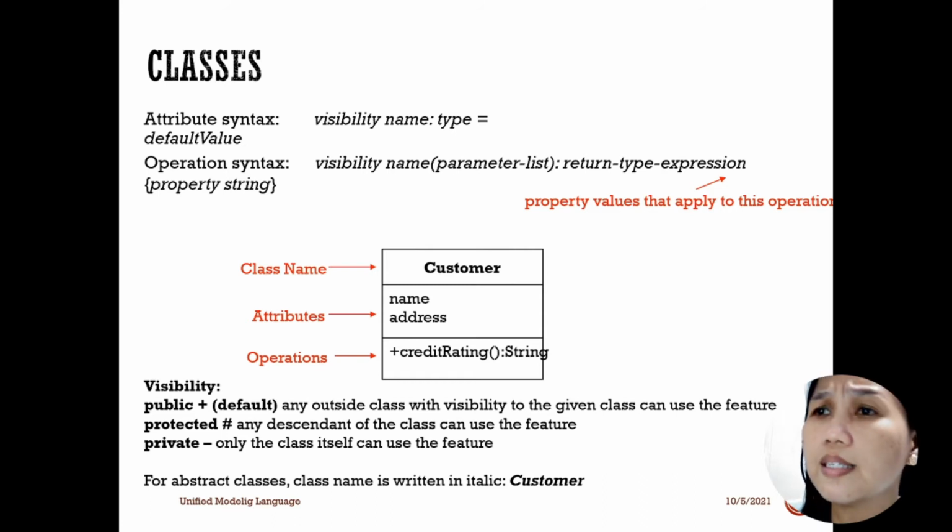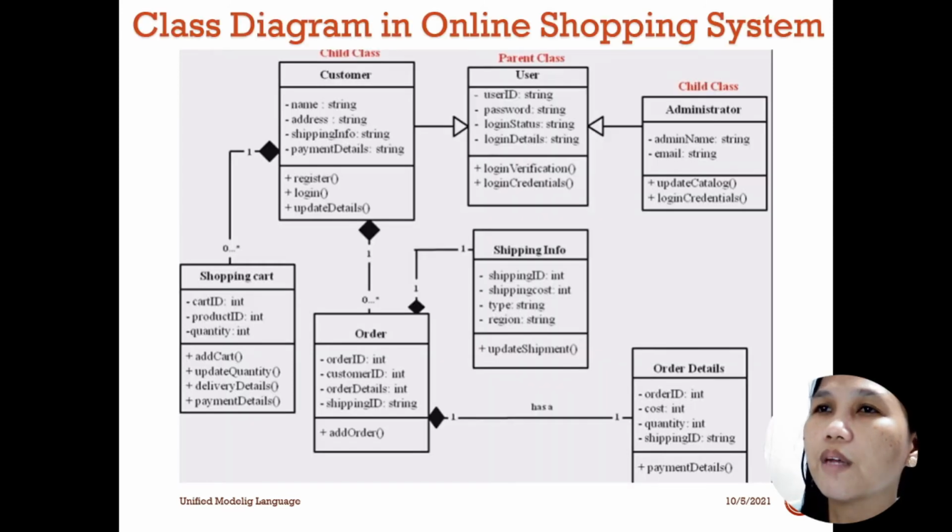We can also consider, if we are making an enrollment system, the class name can be student, and then the attributes can be name and address or name or courses, and then the operation is, say, plus courses and so on. So here's an example of a class diagram. Remember again that I'll be showing you different diagrams, but the system that we will be talking about is the online shopping system. Here's an example of a class diagram in an online shopping system.